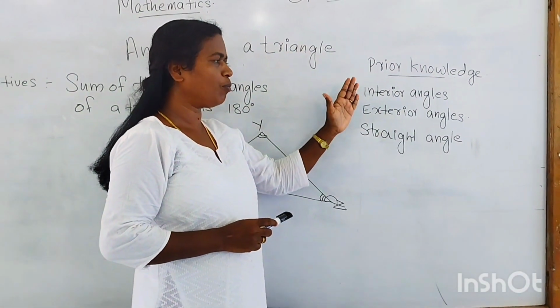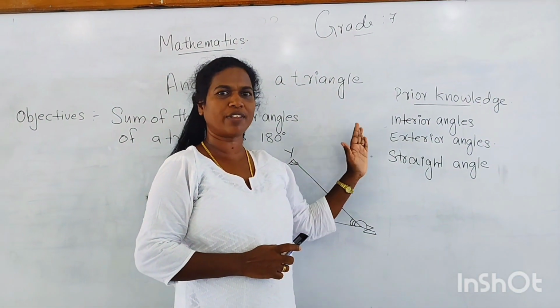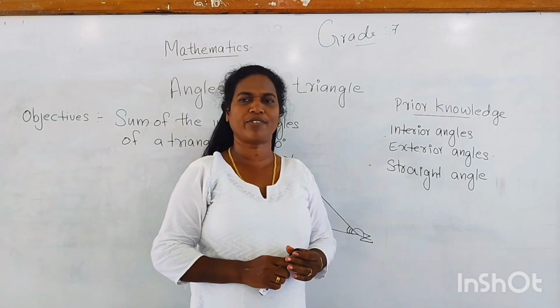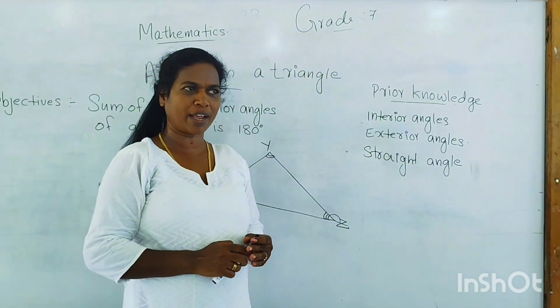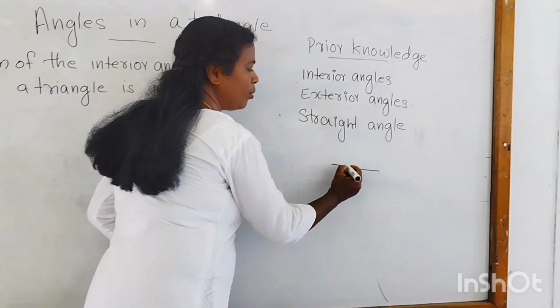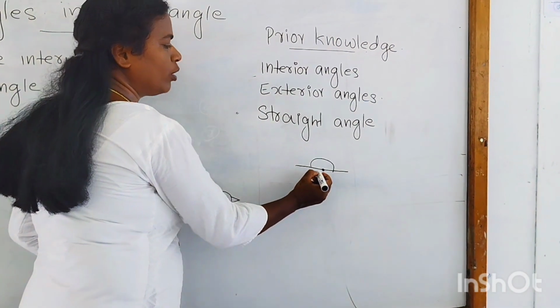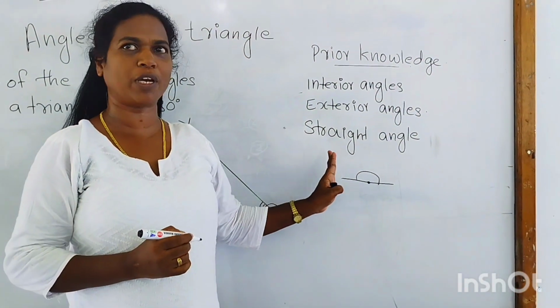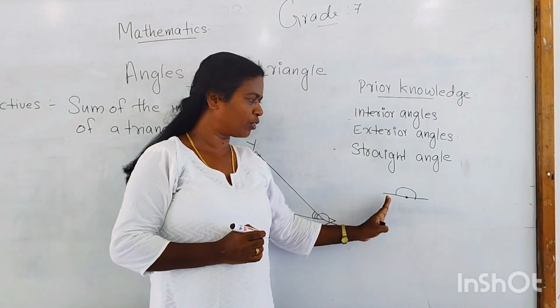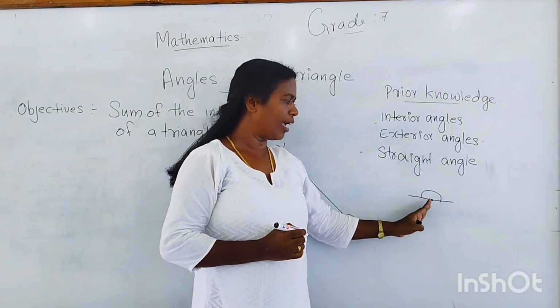So, interior angle we discussed, exterior angle we discussed, and other property we discussed is what? Straight angle. Can you say what is a straight angle? Straight angle means angle formed in a straight line. We have the instrument also. What is the name of that instrument? That is protractor. We use protractor to measure the angle.